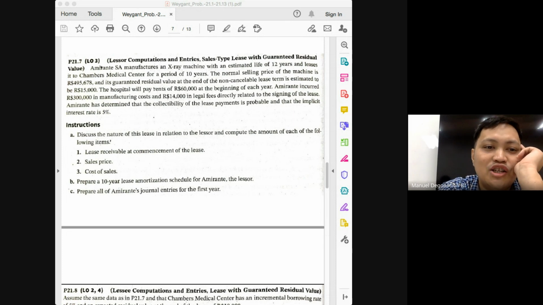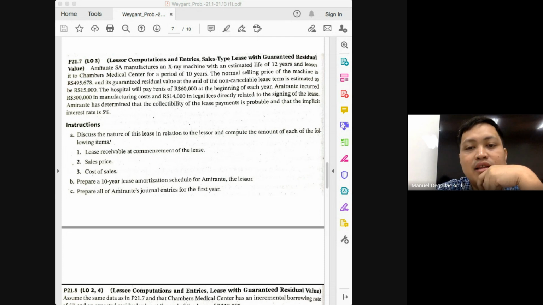And again, how much is the initial balance of the lease receivable, class? It's 495,678. So to answer the interest income or interest revenue for year 1, do we multiply 495,678 with the interest rate of 5%? Why not?